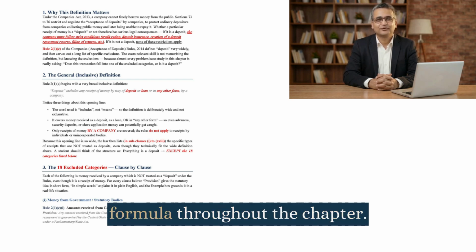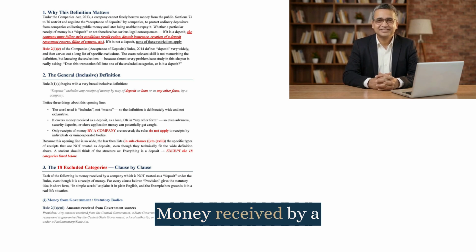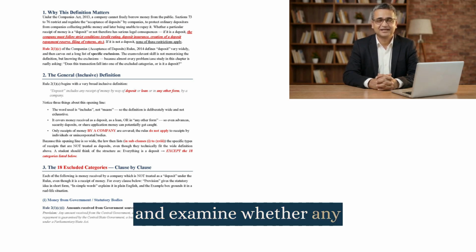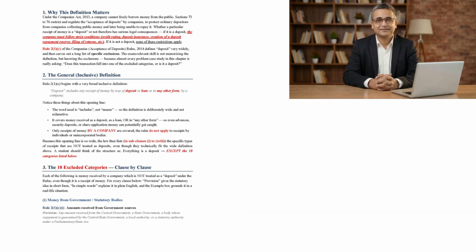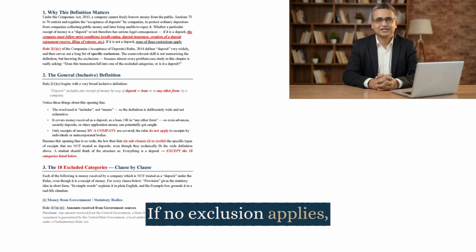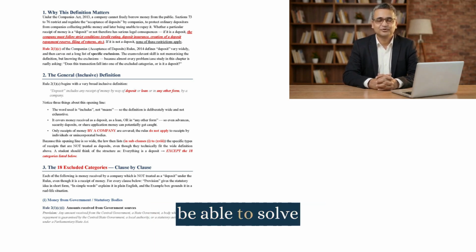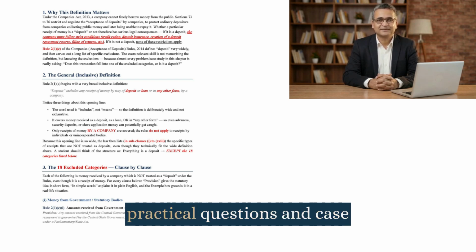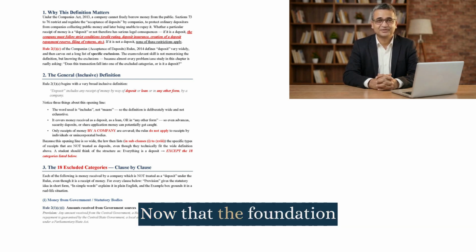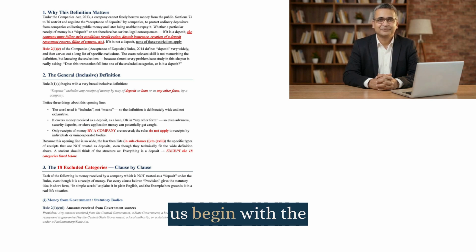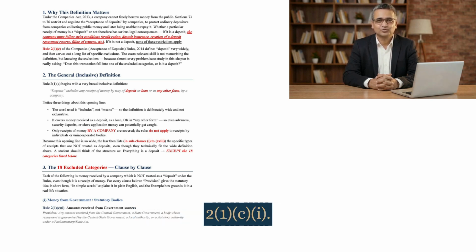So remember this golden formula throughout the chapter. Money received by a company. First assume it is a deposit. Then check Rule 2(1)(c) and examine whether any of the 18 exclusions are available. If an exclusion applies, it is not a deposit. If no exclusion applies, it is a deposit. If you remember only this formula, you will be able to solve the majority of MCQs, practical questions, and case studies from this chapter with confidence. Now that the foundation is crystal clear, let us begin with the first exclusion under Rule 2(1)(c)(1).